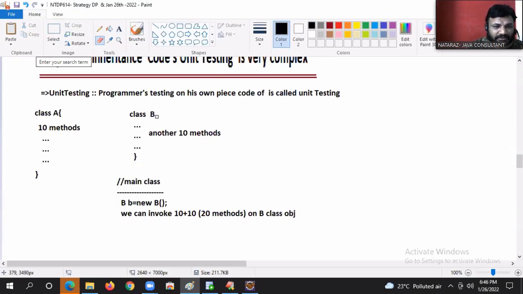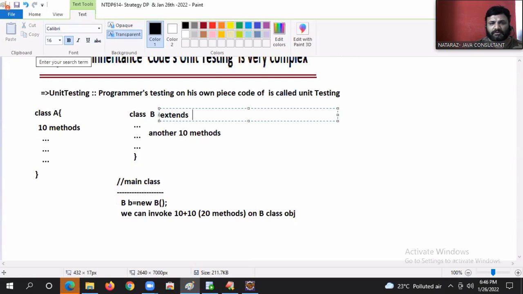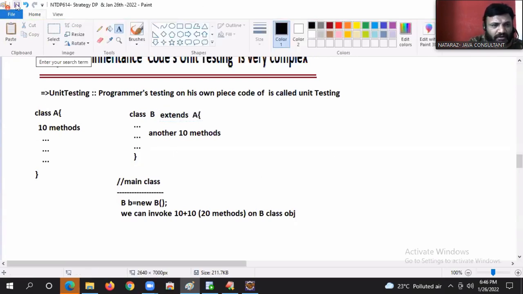Okay, it's my mistake. Here is extends. Class B extends A. Done, boss. Class A has 10 methods, another 10 methods. We can invoke 10 plus 10, total 20 methods on B class object, boss.